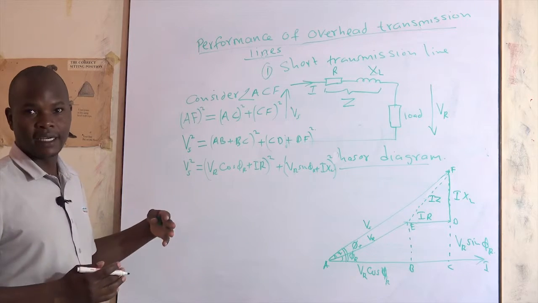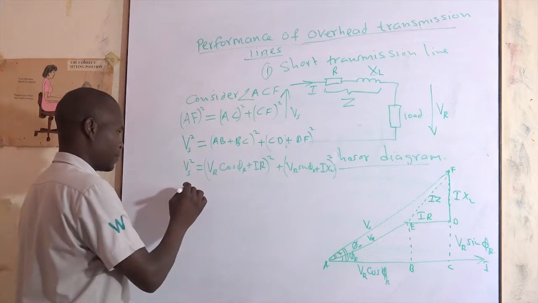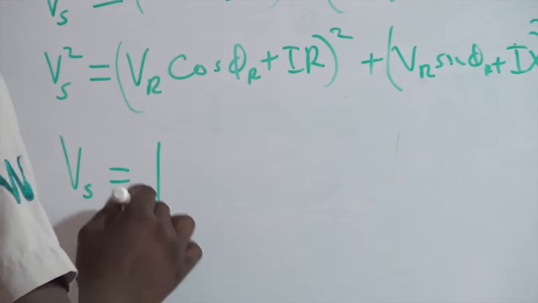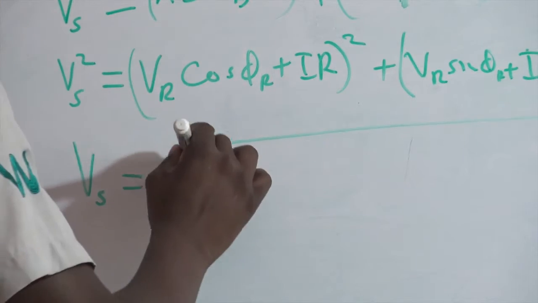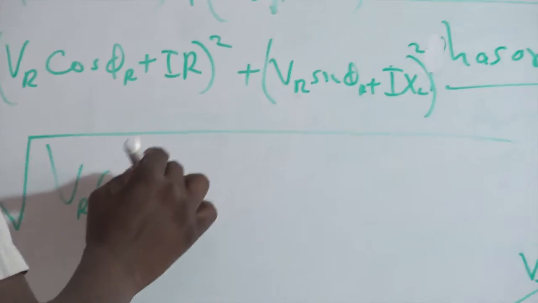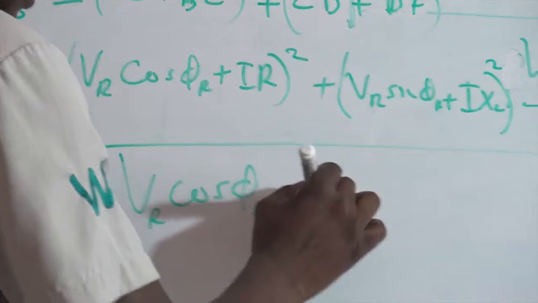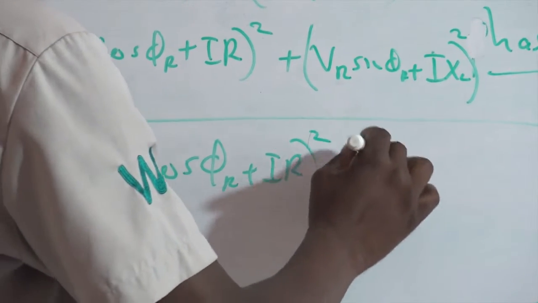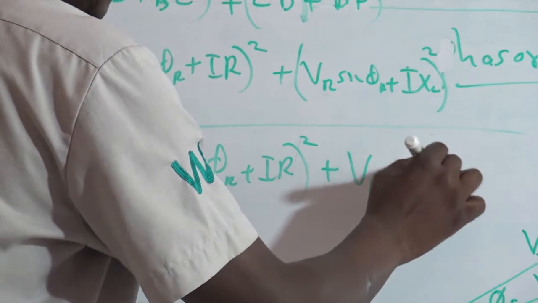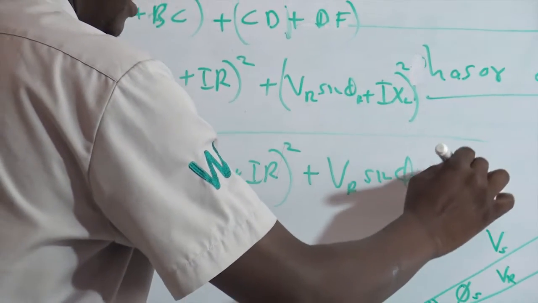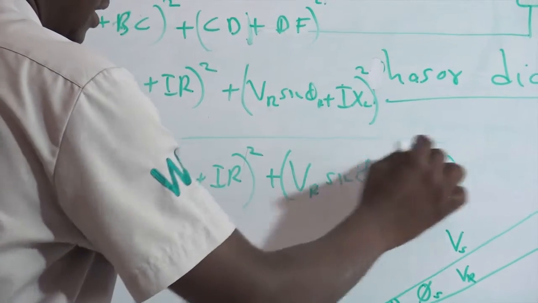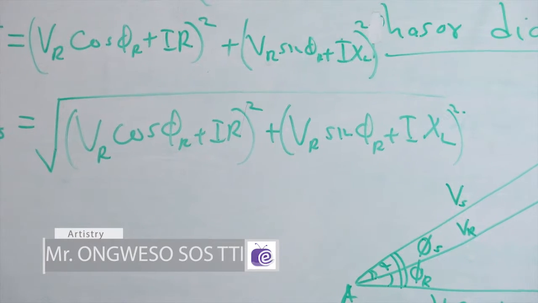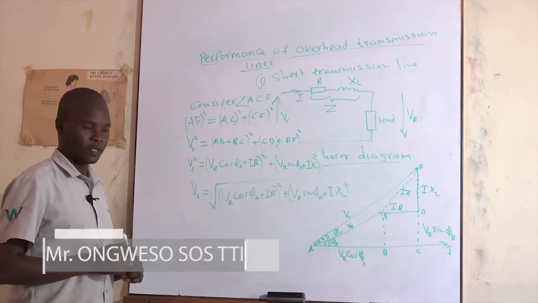If you take the square root of both sides, VS will be given by the square root of VR cos phi r plus IR, squared, plus VR sin phi r plus IXL, squared. So this is an expression for sending end voltage.